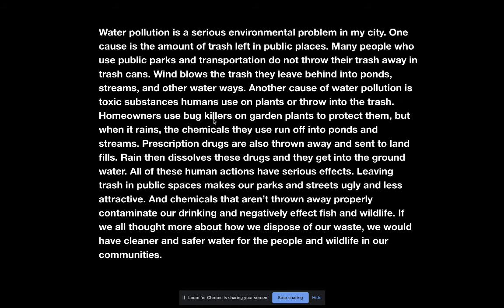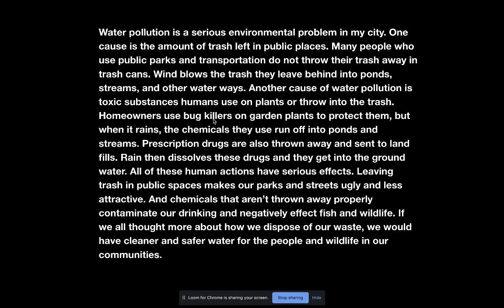Water pollution is a serious environmental problem in my city. So you'll notice that topic sentence is almost exactly like their topic sentence, except I'm talking about water pollution. One cause is the amount of trash left in public places. Many people who use public parks and transportation do not throw their trash away in trash cans. Wind blows the trash they leave behind into ponds, streams, and other waterways. Another cause of water pollution is toxic substances humans use on plants or throw into the trash. Homeowners use bug killers on garden plants to protect them, but when it rains, the chemicals they use run off into ponds and streams. Prescription drugs are also thrown away and sent to landfills.